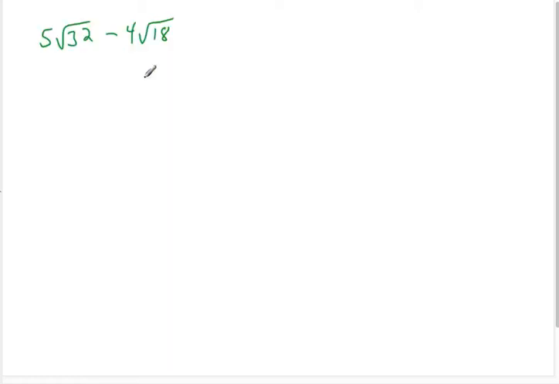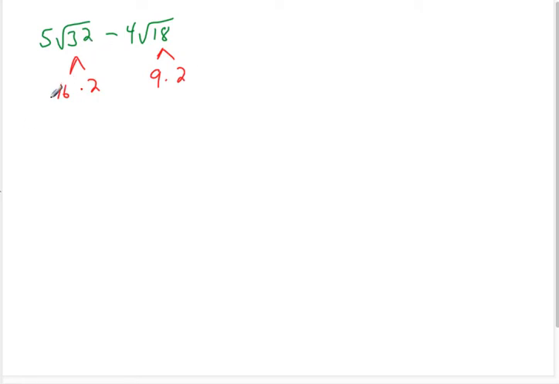Alright, let's take another look. So if we have 5 root 32 minus 4 root 18, currently these cannot be combined because they're not like terms, because they don't have the same radical. But we know that 32 is 16 times 2, and then 16 is a square number. I could break it down into a bunch of 2's and we could pull out the 2 pairs, but I already know that 16 is a square, so that'll work just fine. Then we have 9 times 2, and 9 is a square number as well.